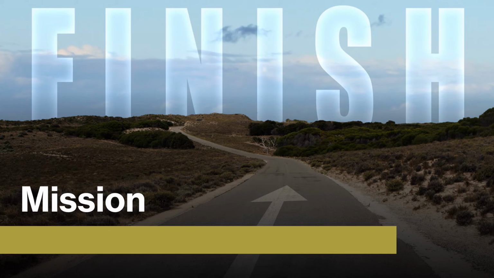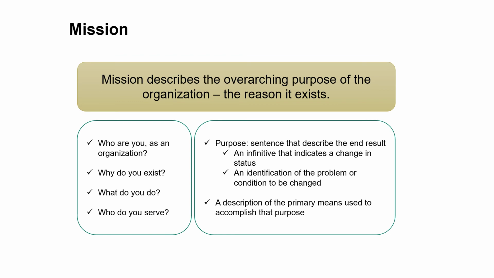Okay, so once we go through the vision, next is in terms of the mission. So what is actually mission? So how to write up the statement of the mission? So we're going to take a look further in this part. And in terms of the mission, it describes the overarching purpose of the organization, the reason why this company exists. Okay, so the purpose is the sentence that describes the end result, an infinitive that indicates a change in status, and identification of the problem or condition to be changed.